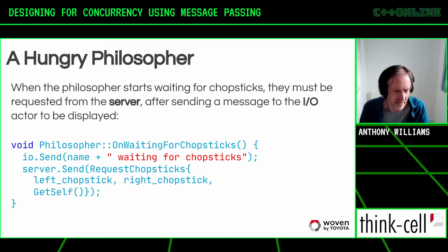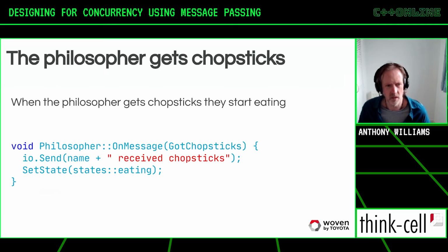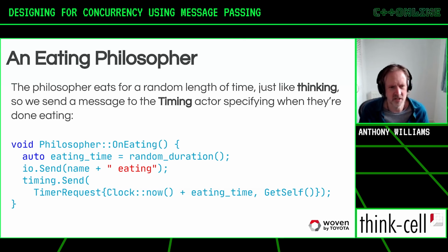Now, all these message handlers are really quite small and simple. When we get some chopsticks, we just start eating. Change the state to eating. That's straightforward. Eating looks very much like thinking. We have a duration of time. We send a message. We ask for a timeout.